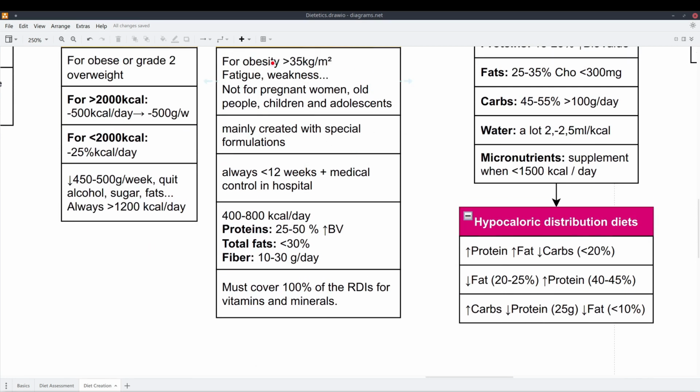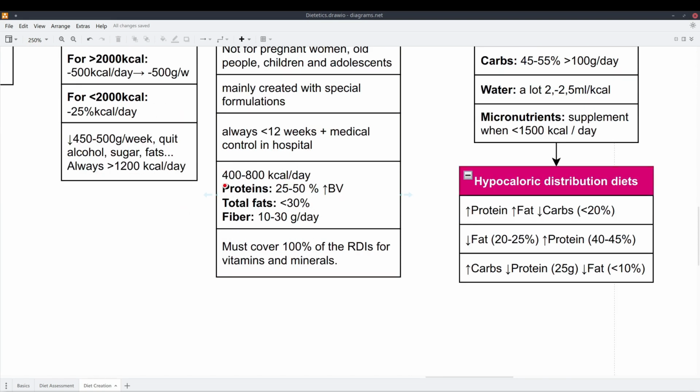Indeed, only for obesity. They are mainly created with special formulations because it's very difficult to accomplish all the nutrients, especially the micronutrients, with so few calories. They always have to be less than 12 weeks and have a medical control in a hospital. And here is the diet. From 400 to 800 calories per day, so very low.